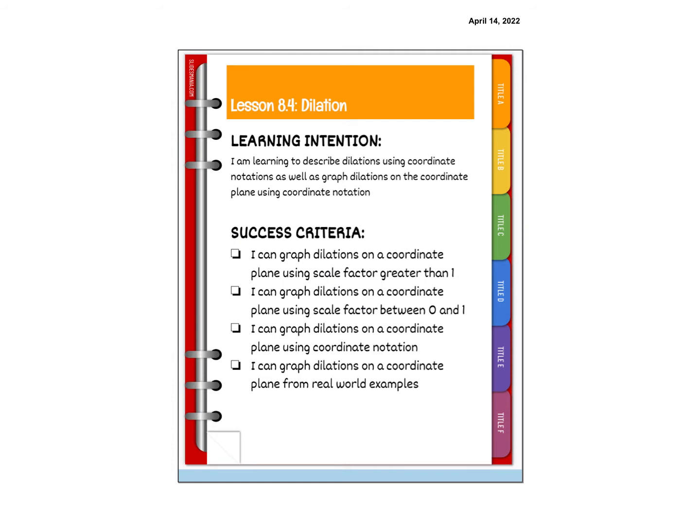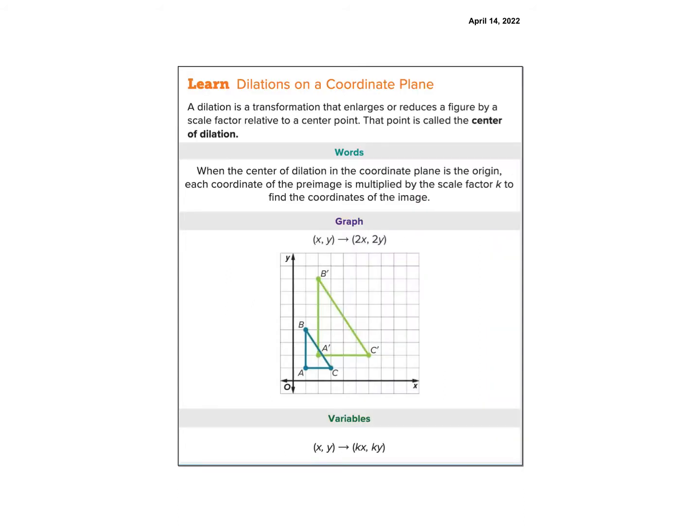So our learning goal for today is you're going to be able to graph a dilation on a coordinate plane using a scale factor greater than 1, using a scale factor between 0 and 1, and then you can also write a rule for a dilation.